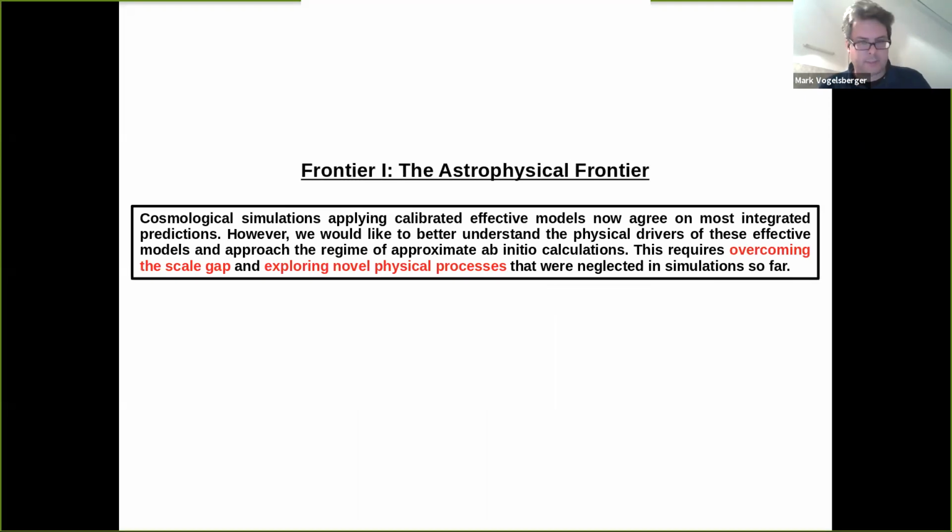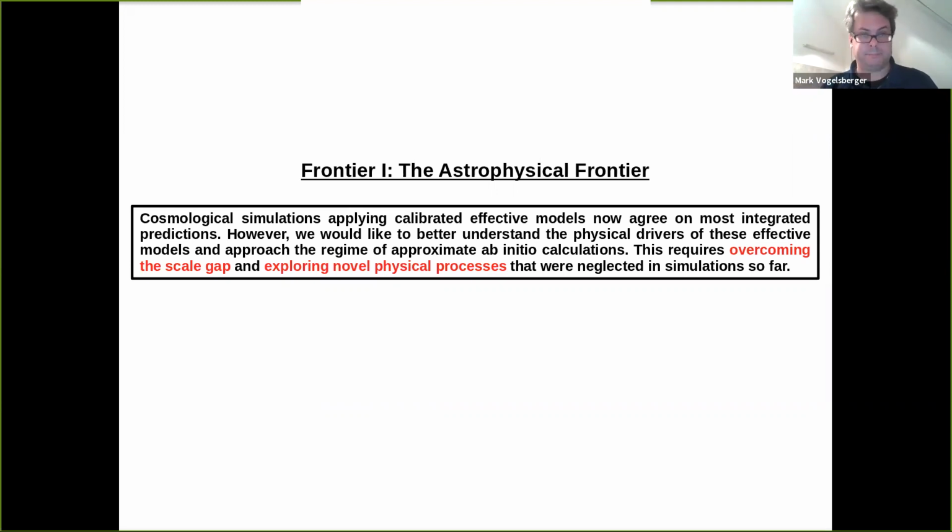And here I just, again, put this in a sentence here. So the situation we have now with cosmological simulations, and specifically galaxy formation simulations, is that every simulation that is published these days essentially uses some effective model for galaxy formation that is calibrated in a way that the model agrees on most integrated predictions, meaning that you will not publish a simulation these days if you don't get the galaxy stellar mass function right, or the galaxy luminosity function, or the stellar to halo masses right, or the clustering as a function of stellar mass.